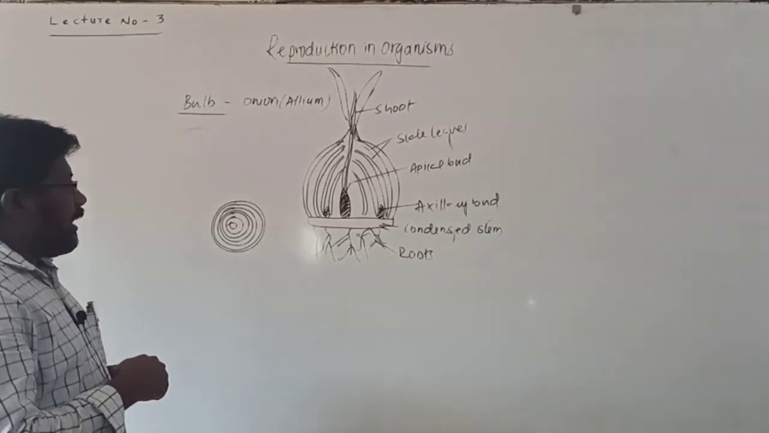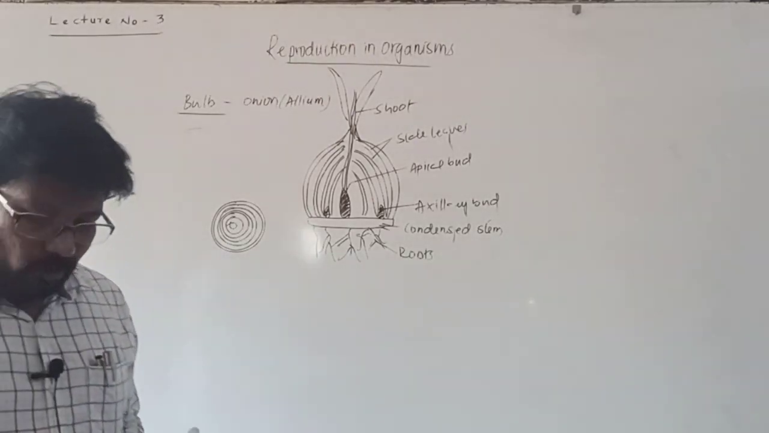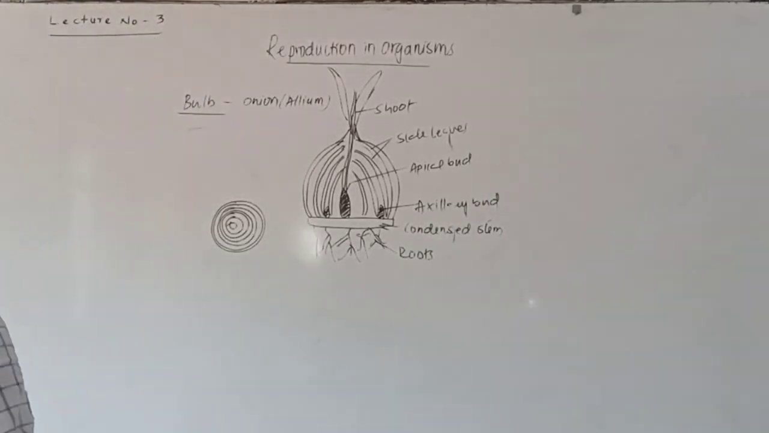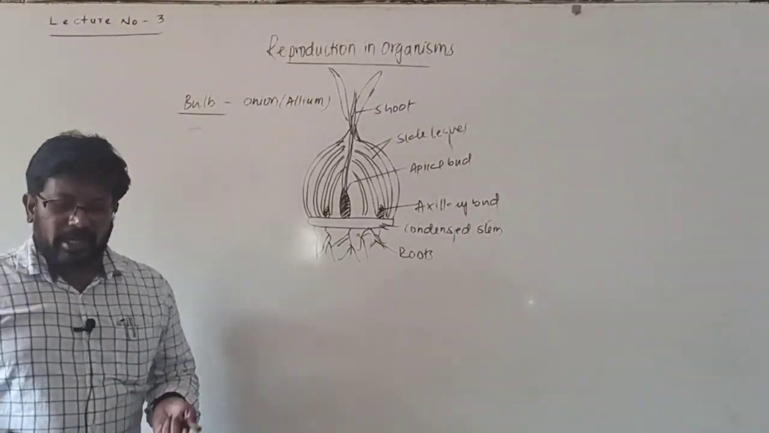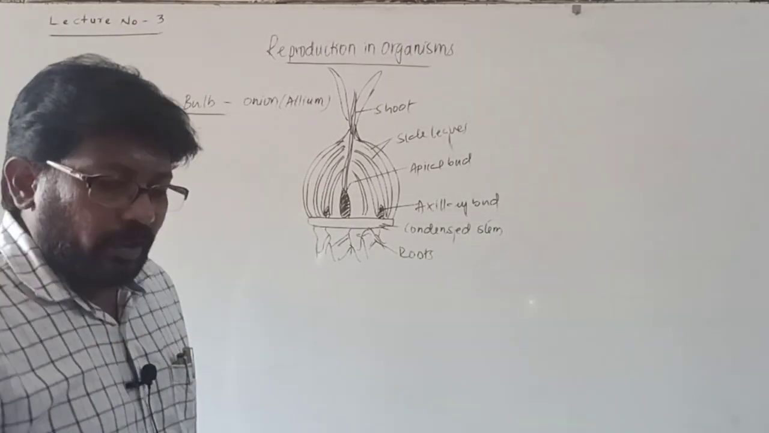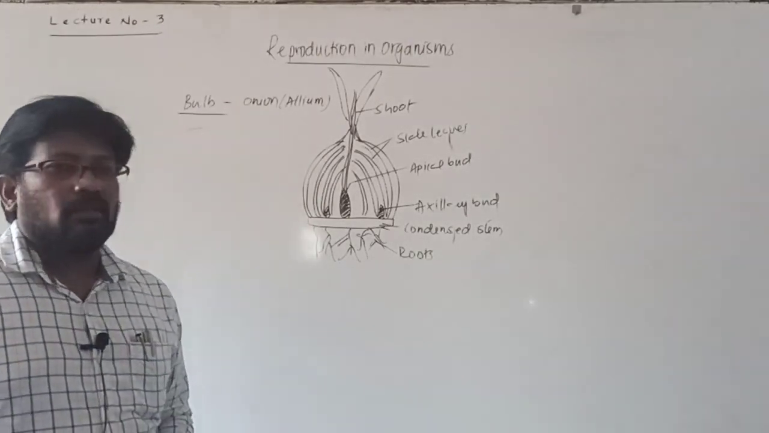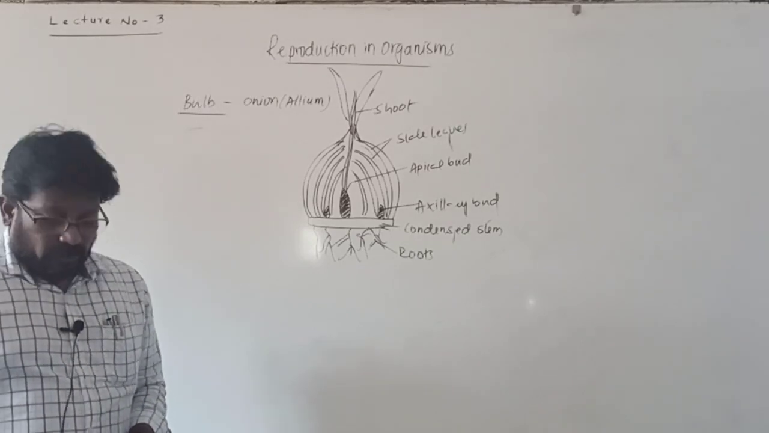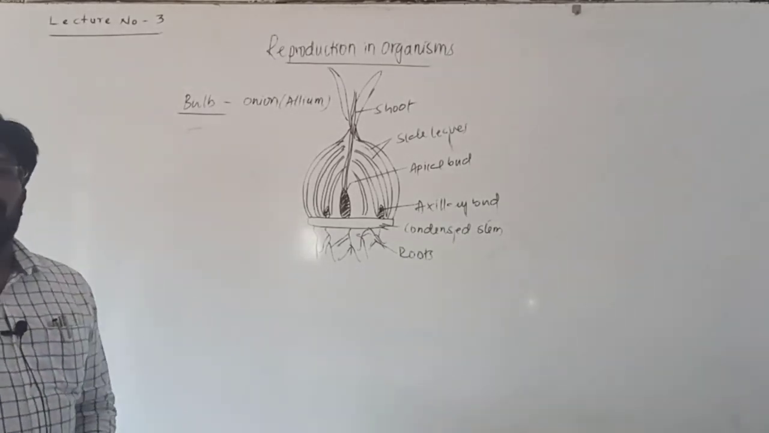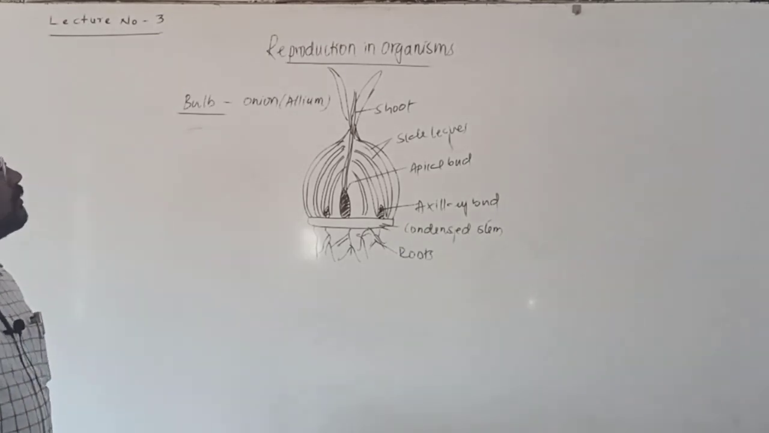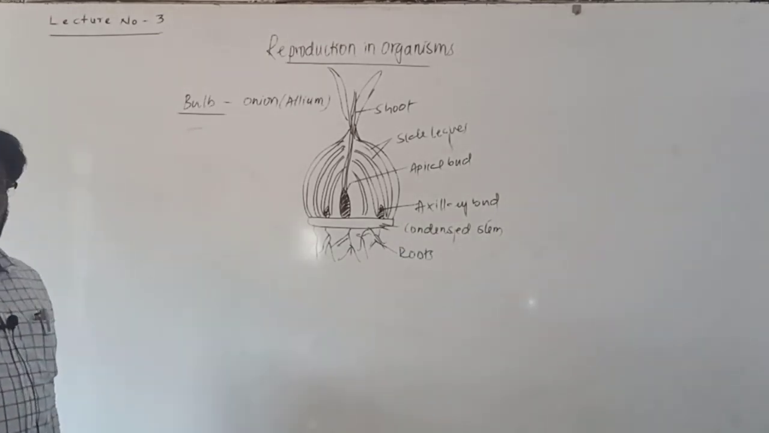So I have a question: how are onions grown? Means agriculturally, how will the farmers raise these onions? Are they going to use the asexual mode of reproduction or the sexual mode of reproduction? Which one are they going to use? Just find it out.